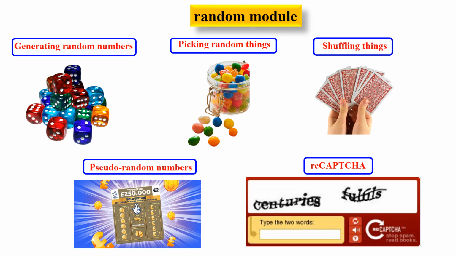Shuffling things. Think of a deck of playing cards. The random module can help us shuffle the cards so that they are in a random order. We can use this to create random sequences or mix up things in our programs. Pseudo-random numbers on lottery scratch cards. ReCAPTCHA, like in login forms, use a random number generator to define which image is to be shown to the user.